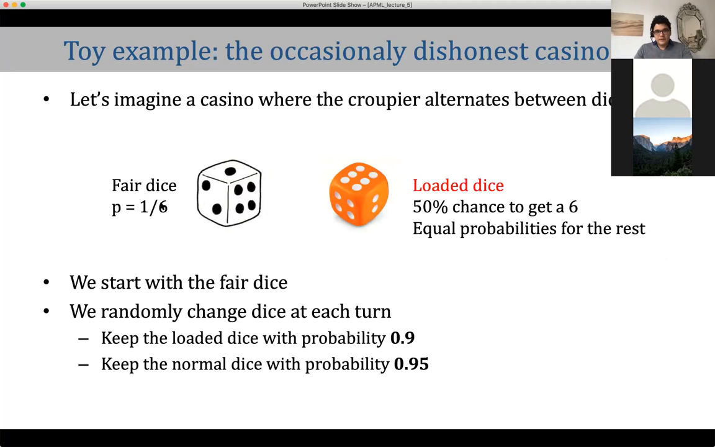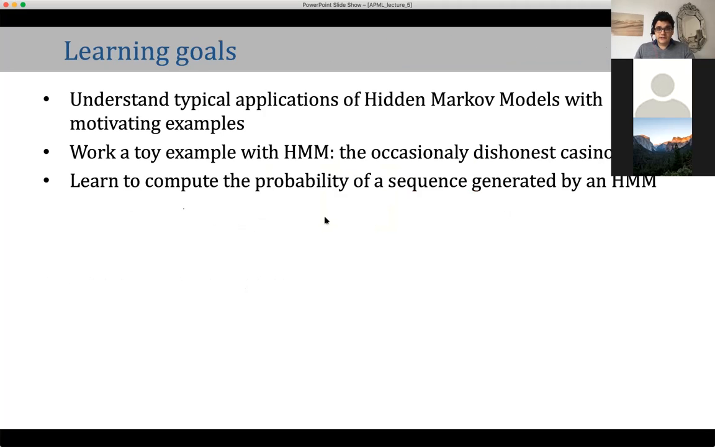Okay, but we will make the hypothesis that we have two types of dice. You have a traditional dice which gives the same probability to each of the numbers from 1 to 6, and you have a loaded dice, and this loaded dice has a 50% chance to get a 6. Okay, and so of course, if someone starts to use the loaded dice for a few times in a row, you should see a lot of 6s occurring.